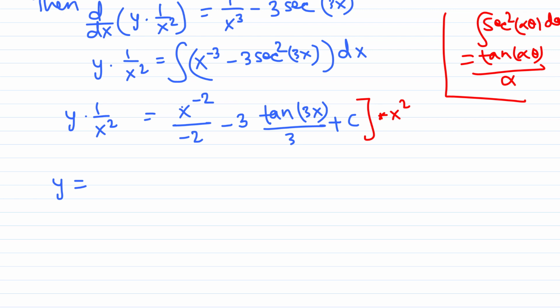This x to the negative 2 is in fact 1 over x squared, right? And then negative 1 over 2. Here minus, the 3 cancels top and bottom, x squared times tangent 3x plus constant times x squared. It's not a new constant, it will be constant times x squared. Okay, that's the final answer. y equals a function of x.